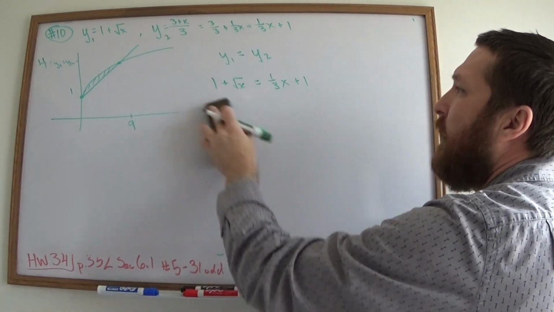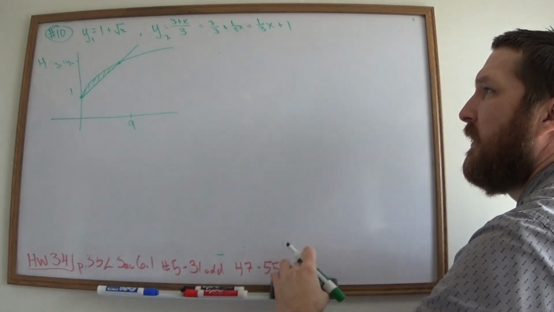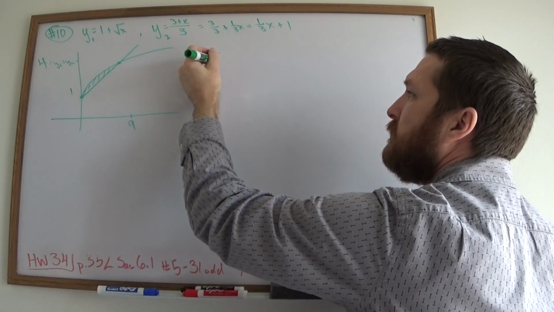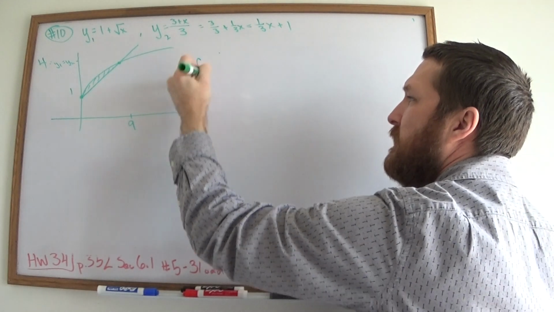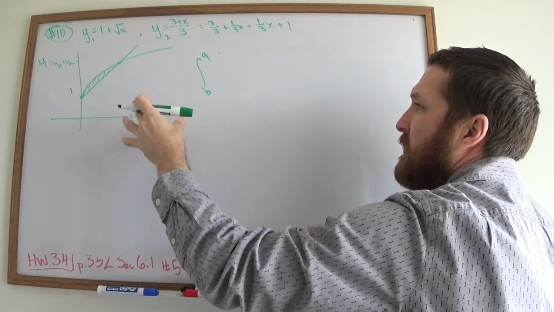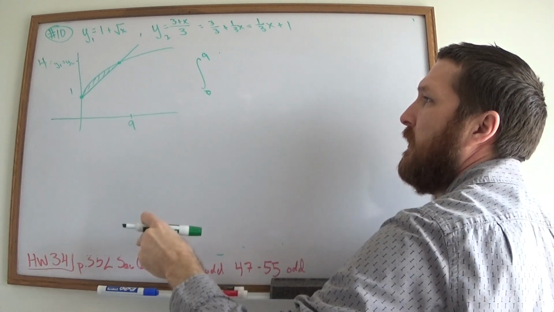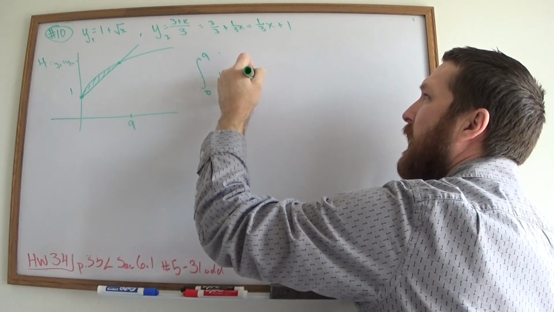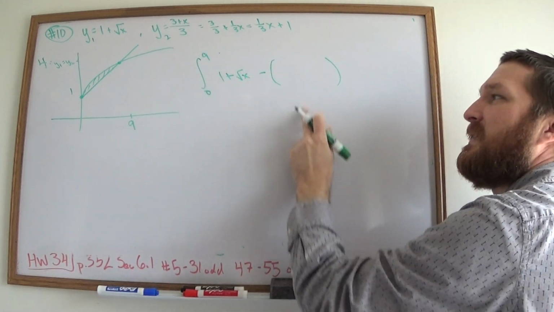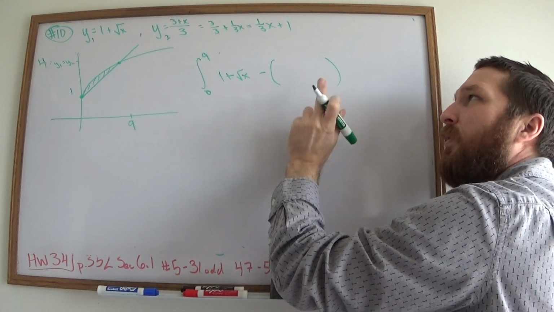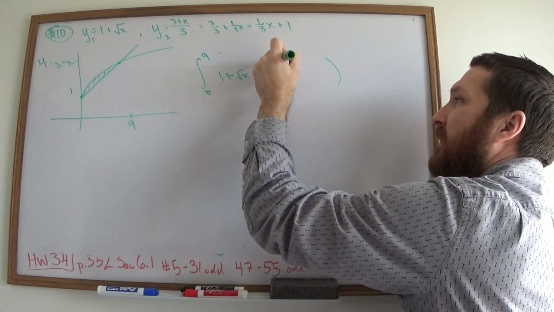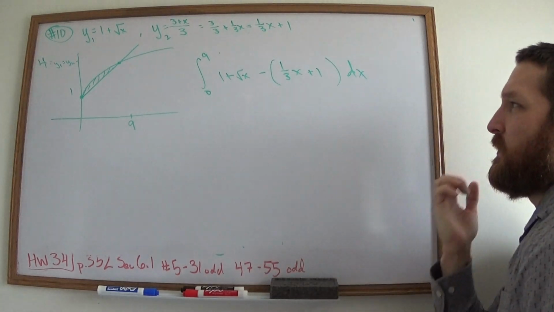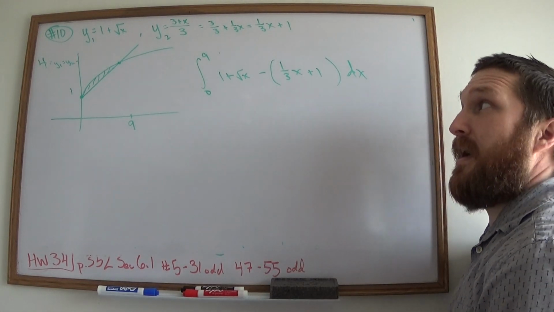Now we know this. So what am I integrating, from where to where, and what minus what? It's the bigger one minus the smaller one. From 0 to 9 in x, and then what minus what? 1 plus root x minus, don't mess this up, it's minus the whole thing, 1/3 x plus 1. Is there a simplification we could use? And the 1's go away. That's nice, right?